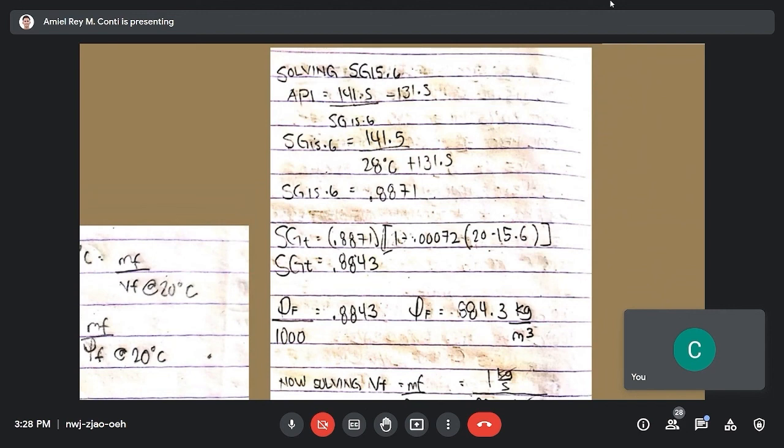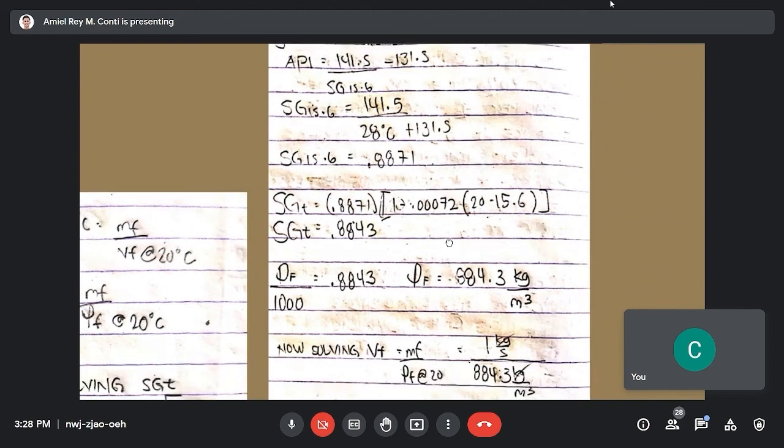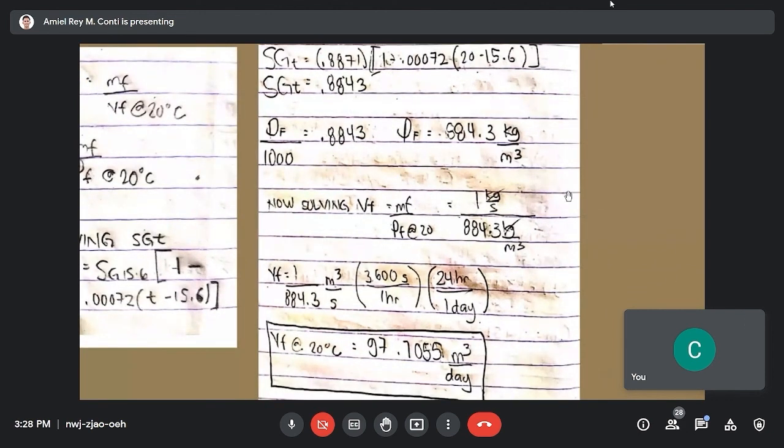Ngayon, na meron na tayong specific gravity, makukuha na natin yung density ng fuel. We just have to multiply 0.8843 multiplied by 1,000. So, ang density na ng fuel natin is 884.3 kilograms per cubic meter. Since meron na tayong density, makukuha na natin si volume ng fuel. So, ang volume ng fuel is equal to the mass ng fuel, 1 kilogram per second, divided by the density ng fuel, 884.3 kilograms per cubic meter. Base dyan, makakakuha tayo ng 1 over 884.3 meter cube per second na volume.